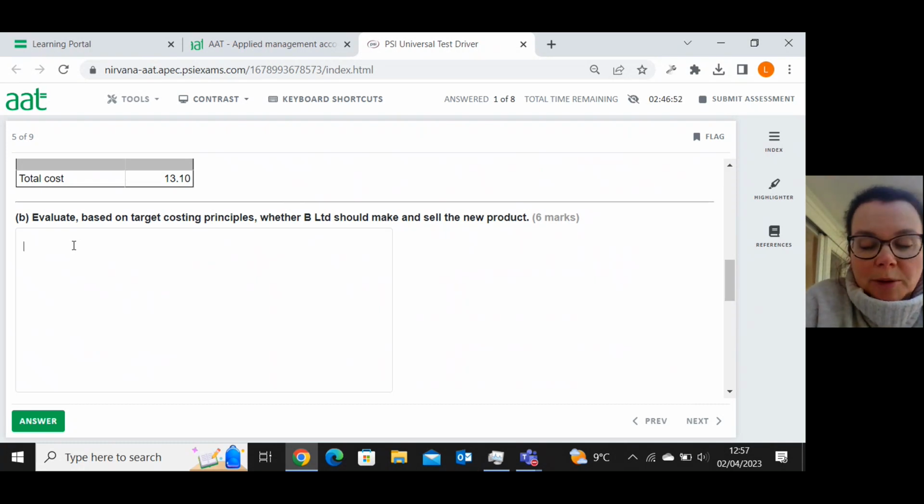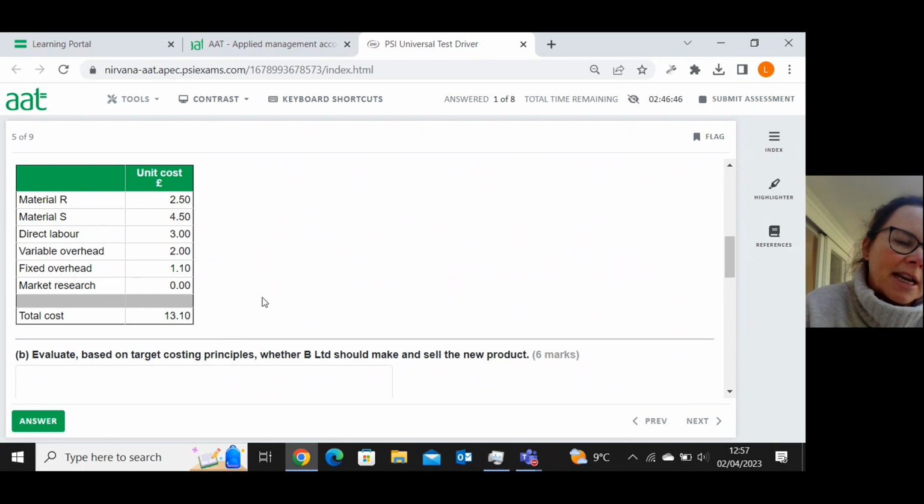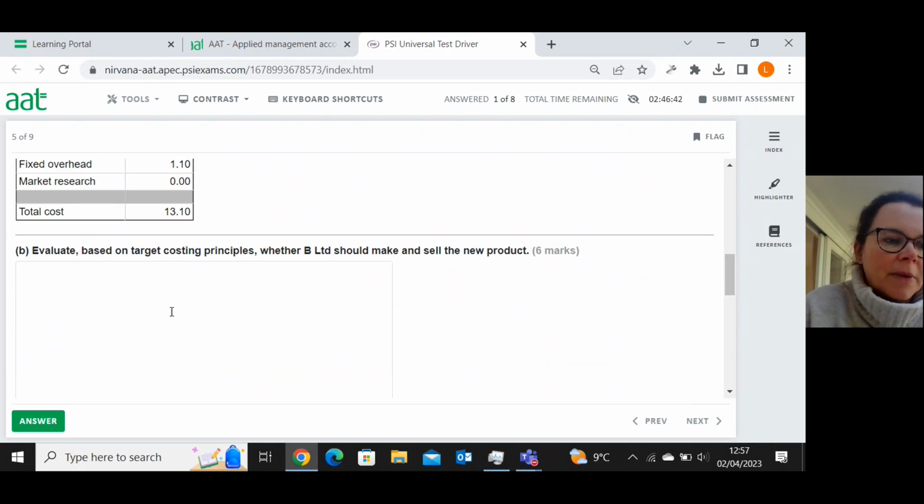So from a financial point of view, then no. But the question is, how accurate is this cost calculation? Right, so this is the sort of thing that we should be saying.